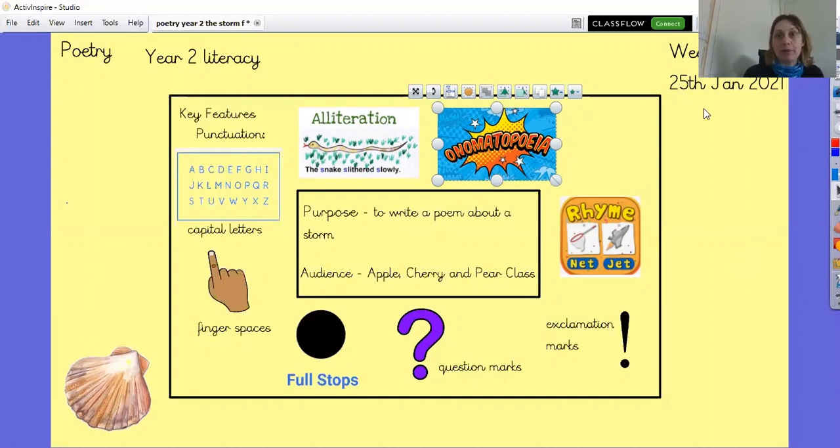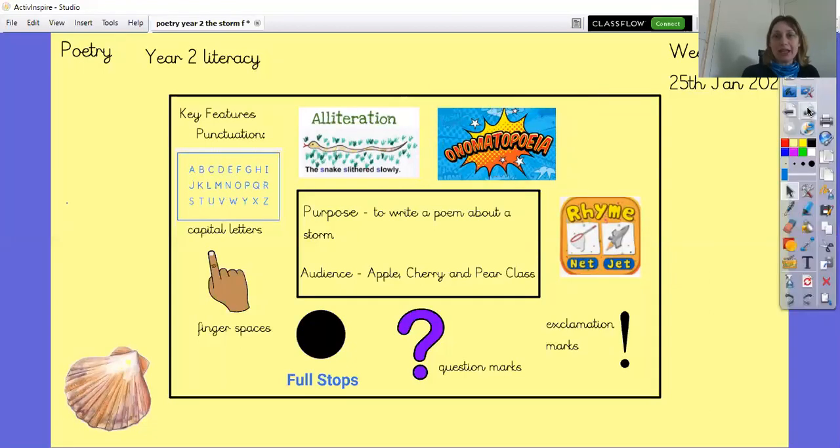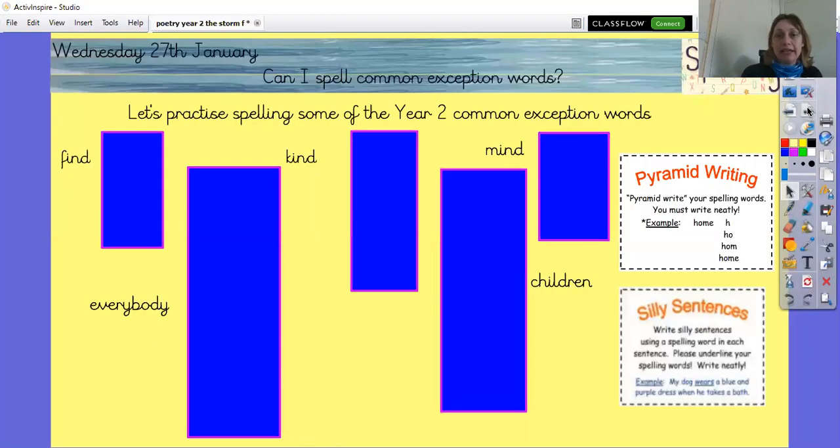So we're carrying on with our poetry. So here is our top sheet, as always. We're going to be writing a poem about a storm, and the audience is full of the children in Key Stage 1. Here are some features you might find in poetry: alliteration, onomatopoeia, rhyme. We might be using an exclamation mark when we write, or a question mark, full stops, finger spaces, and capital letters.